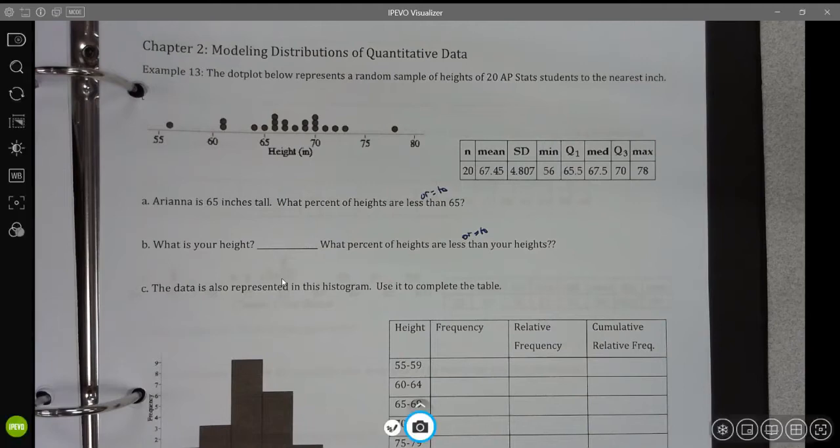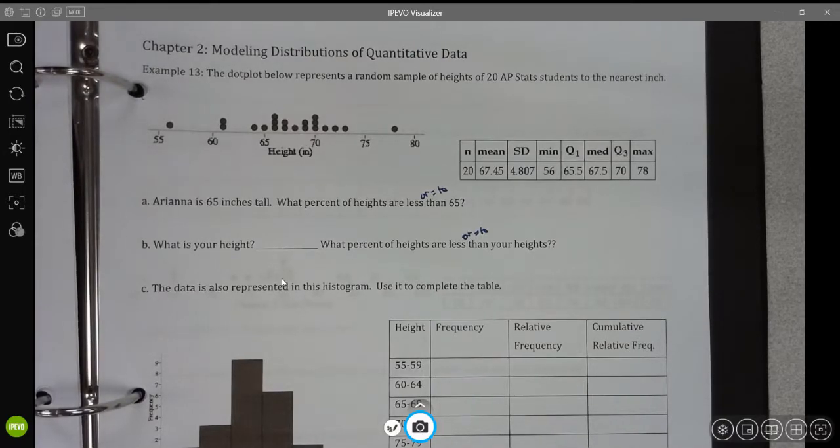All right, today we're going to move into chapter 2. And chapter 2 is about modeling distributions of quantitative data. So from here on out, we're only going to talk about things that are quantitative, at least for the rest of the unit. So what I have on here is a dot plot of a random sample of heights of AP Stats students. So let's answer these questions together.